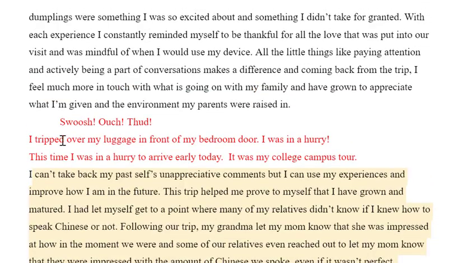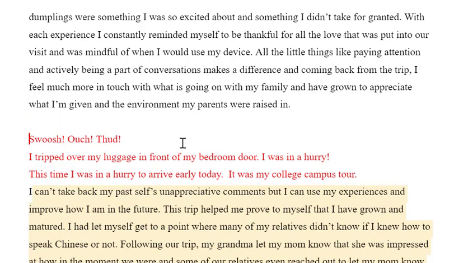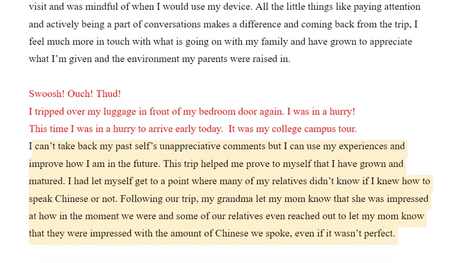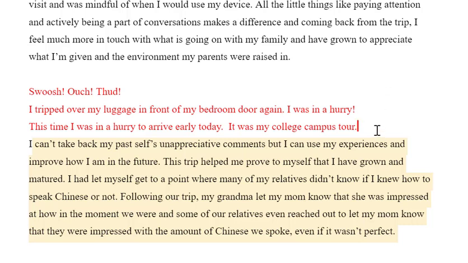So, here it is down over here. And we put it right down over here, your hook or your zinger. Swoosh, ouch, thud, I tripped over my luggages in front of my bedroom door again. Okay? I was in a hurry. This time I was in a hurry to arrive early. Today it was my college campus tour. Okay, so I just threw this in here. This obviously doesn't connect towards the bottom down over here.